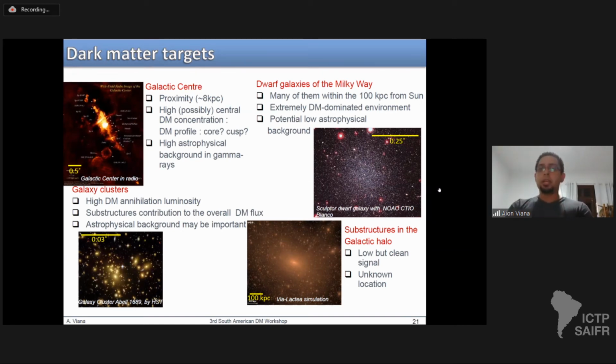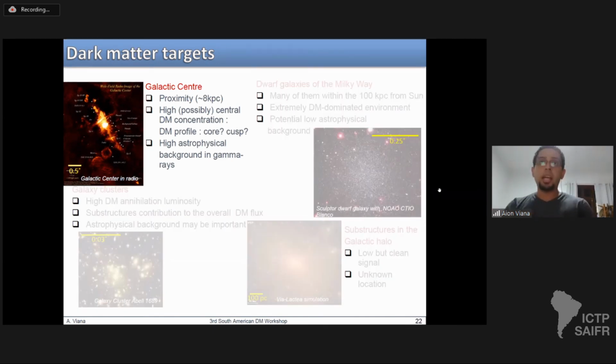Now we have several dark matter targets that we can look at for annihilation or decay. I'll talk about decay a little bit later in the talk. I will not go through all of them since this talk will focus mainly on the galactic center, but we have the galactic center, dwarf galaxies of the Milky Way, galaxy clusters, and substructures of the galactic halo that we just heard Miguel and Javier talking about, but I will not talk about these specifically. I will focus on the galactic center. It is relatively close to us with a possibly high dark matter concentration, of course, with the caveat of core versus cusp profiles, but it also has the problem of a very high astrophysical background.